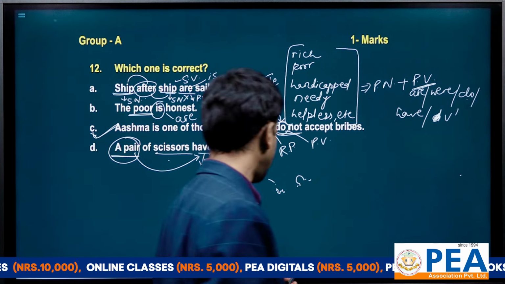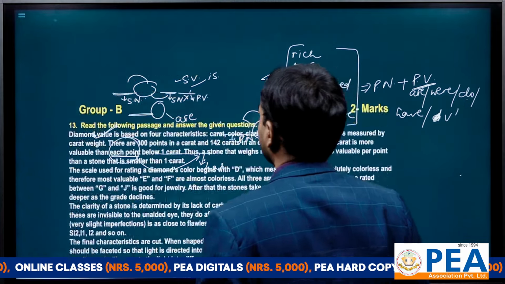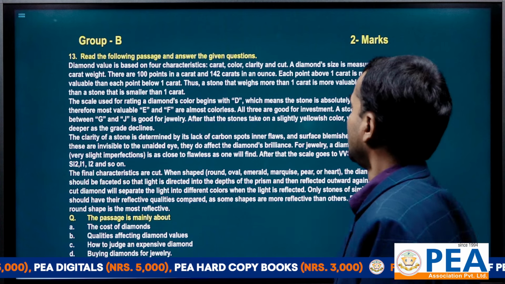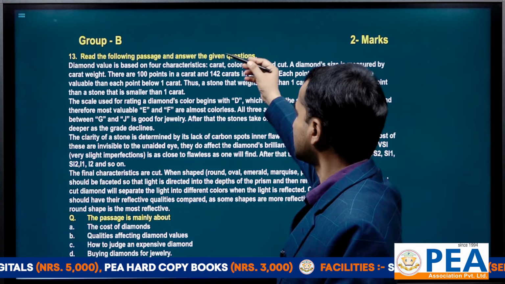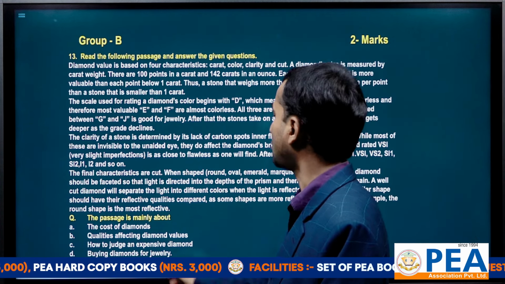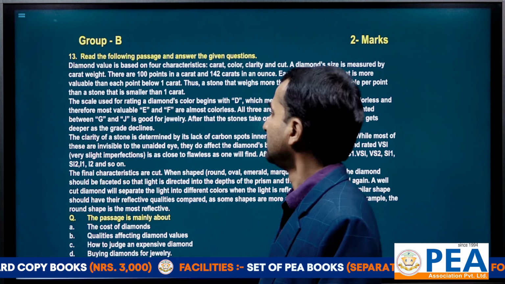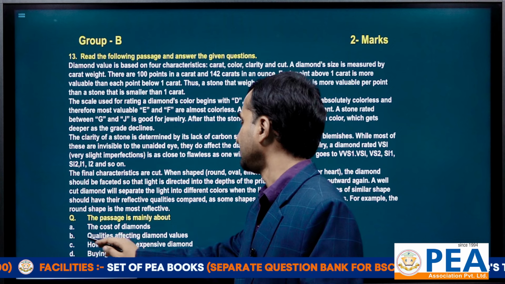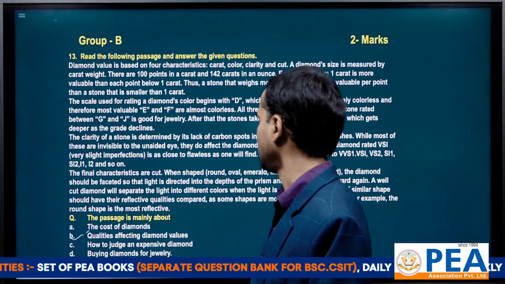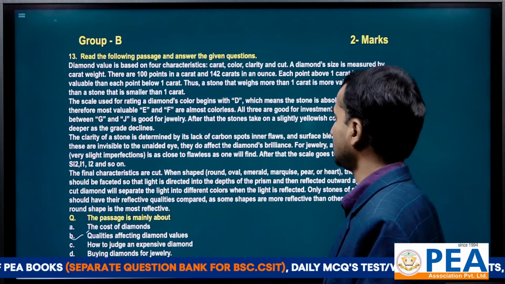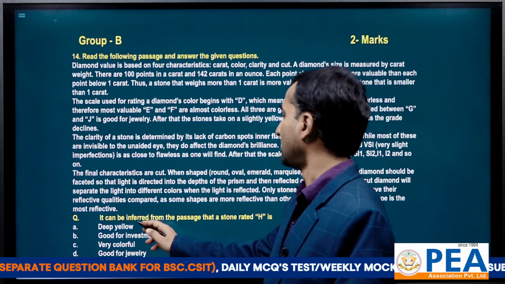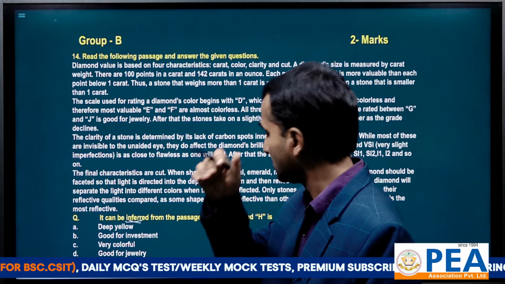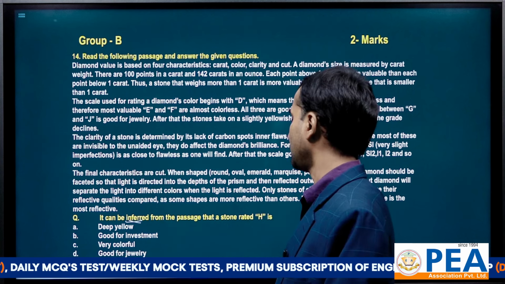Now we go with the comprehension passage. Here in the given comprehension, the passage is mainly about, when you study this one, you find that it is talking about the qualities affecting diamond values. The entire comprehension talks about qualities affecting the diamond values. Next question. It can be inferred. Infer means to convey a message. I have taught you in the class, infer means to convey a message. What message is it trying to give?